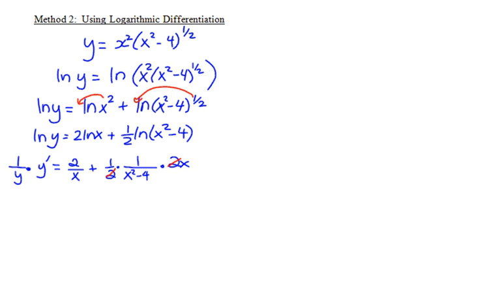Okay. So what we can do here is I want y prime by itself. How do I get rid of y? Multiply it to the other side. So what we have is y times 2 over x plus x over x squared minus 4. We're just finding the derivative at a specific point, so I don't have to spend time simplifying this. Could we just plug in our point now?